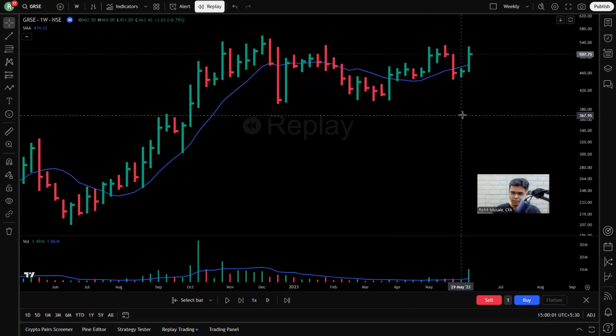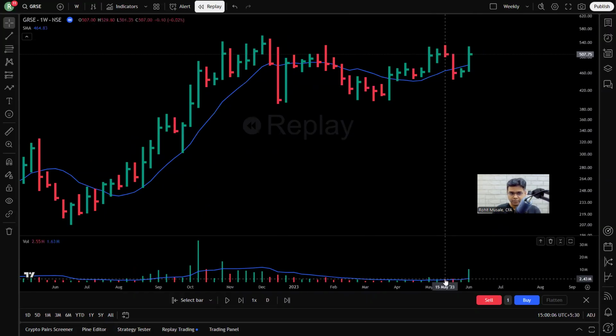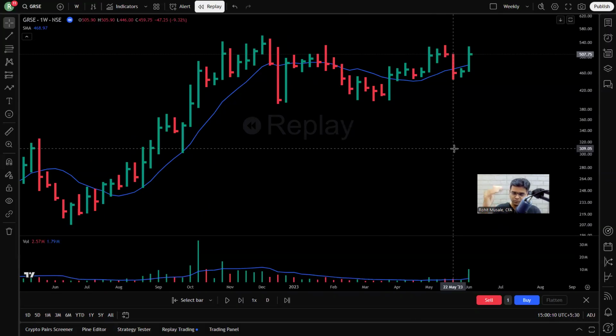Out of 14, how many are high volume? So this is high volume. Yes, this is high volume. Yes, high volume means close above the blue line. So out of 14 red bars, there are 2 red bars which are high volume. The remaining 12 are low volume. So it is in our favor.